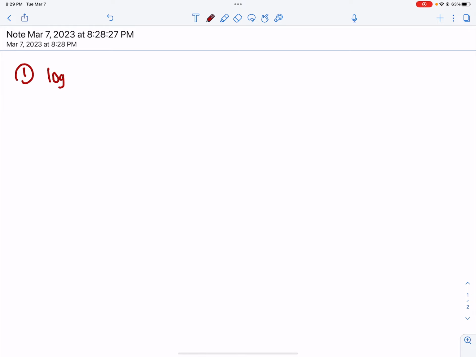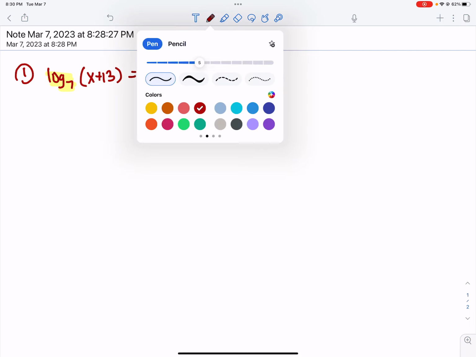So let's say that I have log base 7 of x plus 13 and log base 7 of 3 minus x. And honestly, as a reminder, this isn't new. We've done this in Math 3 Honors. And what you'll notice about number 1 is that since they're the same bases, we could just drop them and then solve for the argument. So x plus 13 is equal to 3 minus x.